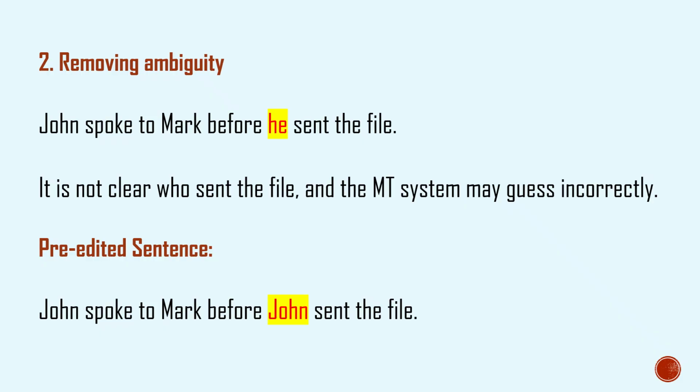Let's look at this sentence. John spoke to Mark before he sent the file. In this sentence, we cannot know who sent the file. Was it John or Mark? Machine translation systems will guess randomly and consequently produce a false meaning. The pre-edited sentence reads, "John spoke to Mark before John sent the file." This version eliminates ambiguity and protects the machine from making assumptions.